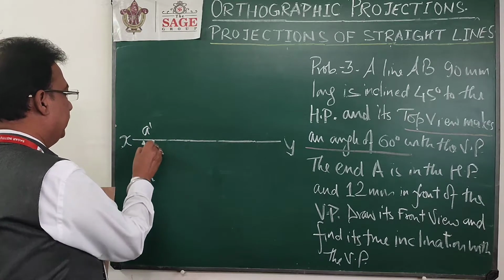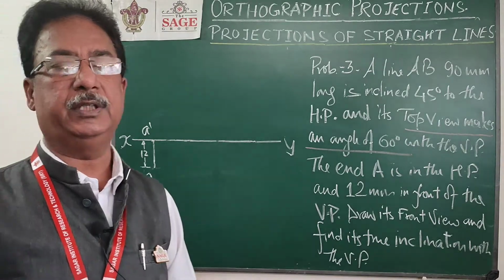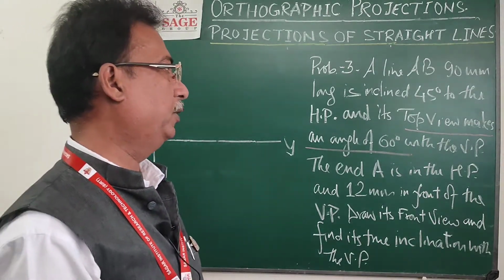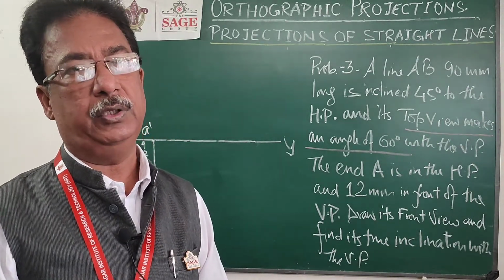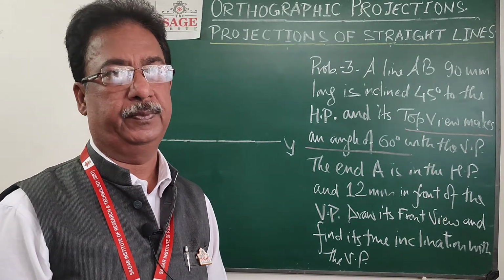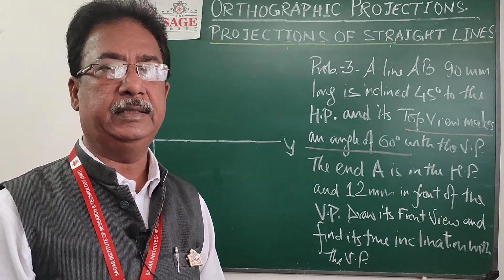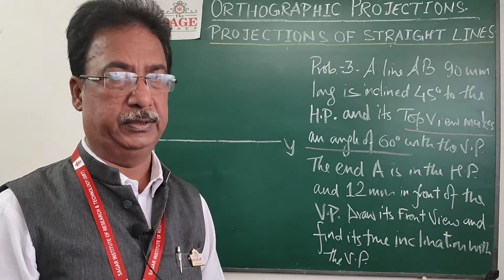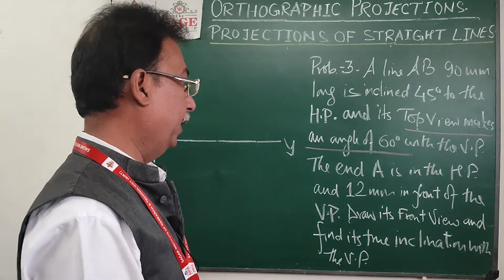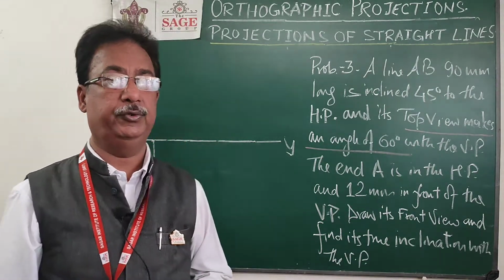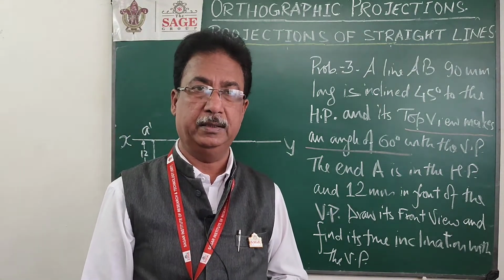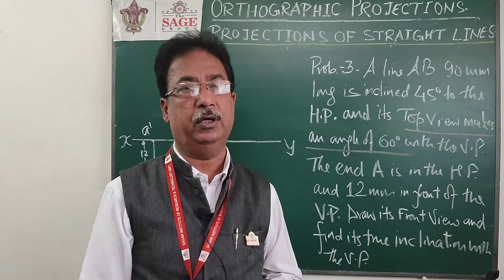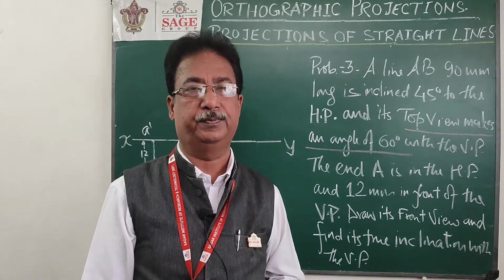As you remember, in earlier problems I have given you a concept that whenever a line is inclined to both the planes, we should solve that problem in a number of steps. In the initial stage, we suppose that our line is parallel to both the planes. If this line is parallel to both the planes, then in both the views I will get the true length of the line. So firstly I am going to draw a line that is parallel to both.